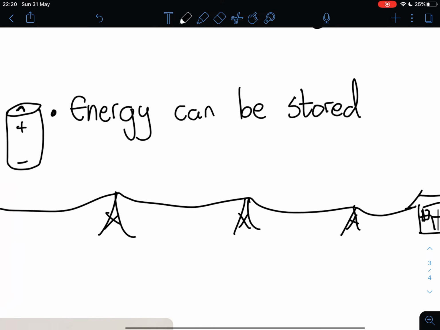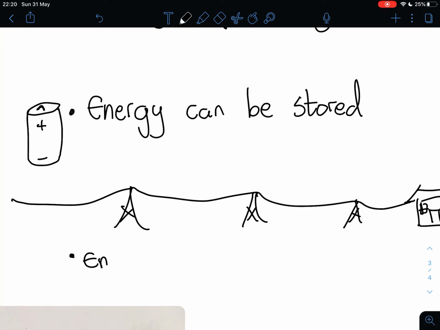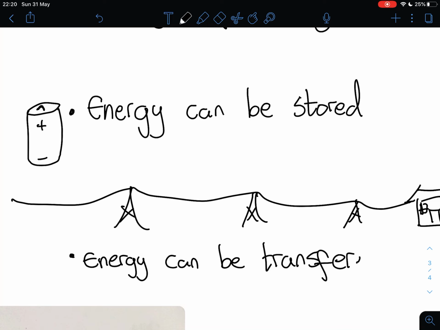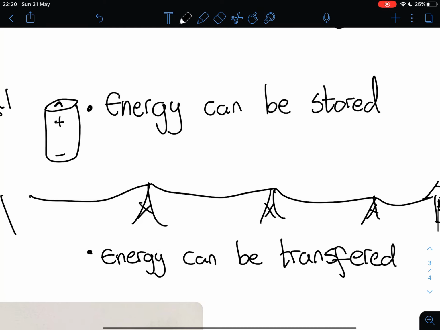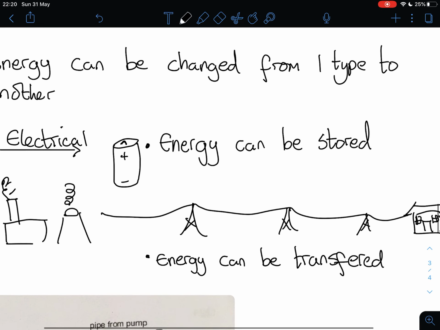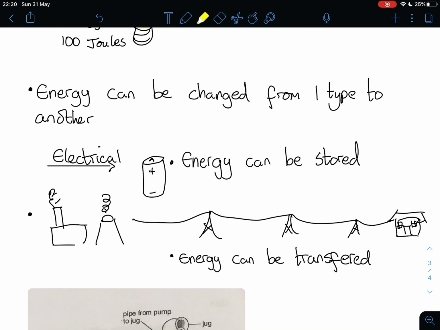So the final bit here is energy can be transferred. It can be transported around. We can put it in batteries to store it, then we can move that around. We can load it into fuel, petrol, diesel, and we can put it in our vehicles and move around. So our 3 key points of what energy can do, I'm going to put them in green. Energy can be changed from one type to another. It can be stored, and it can be transferred.